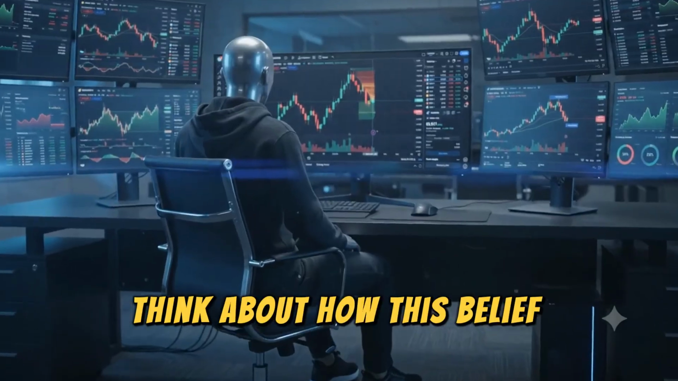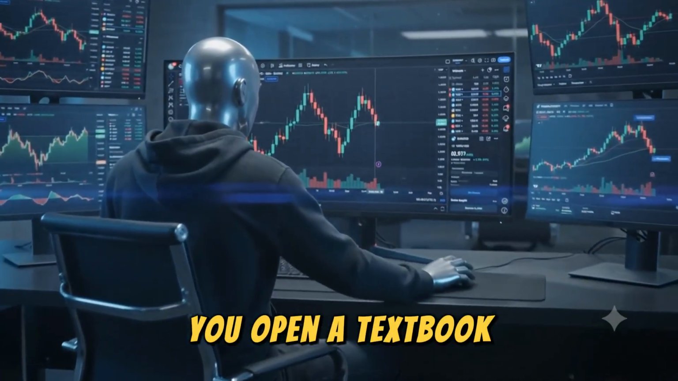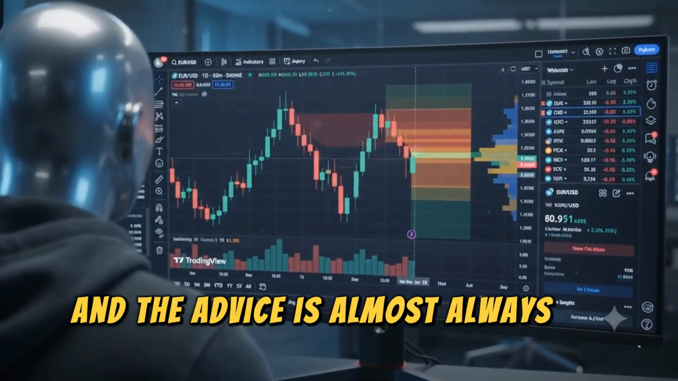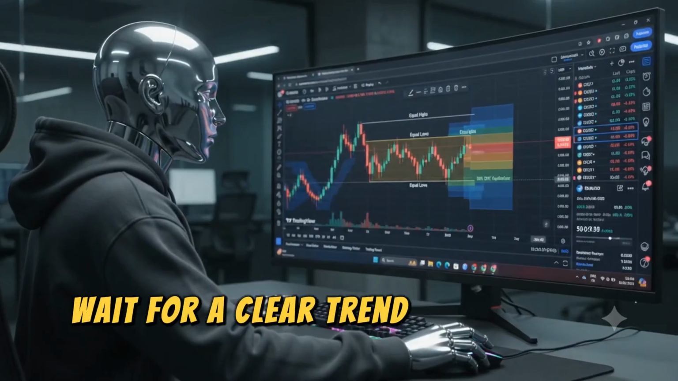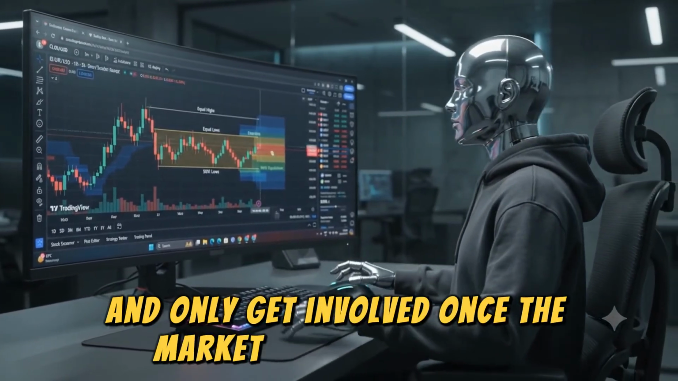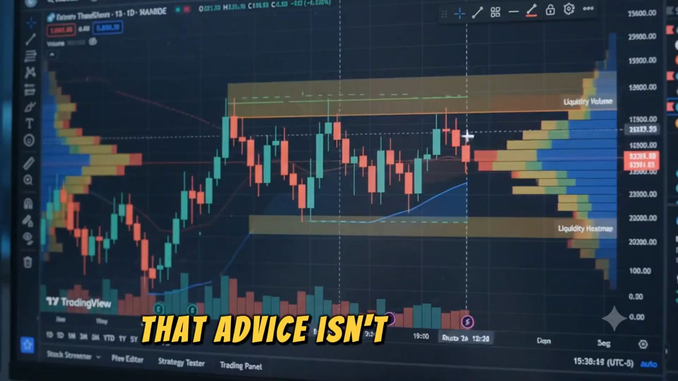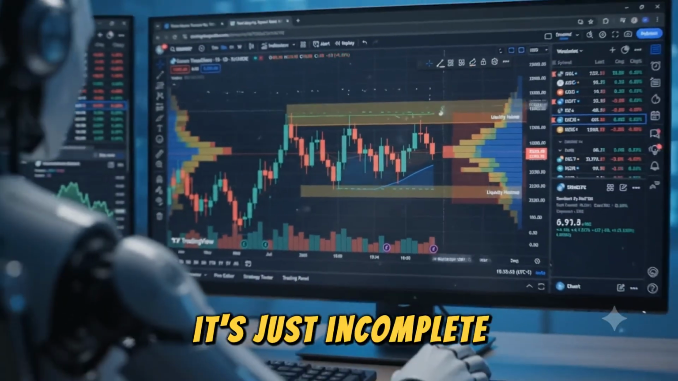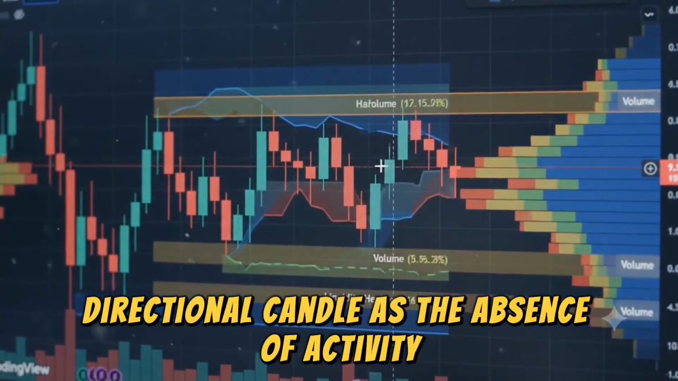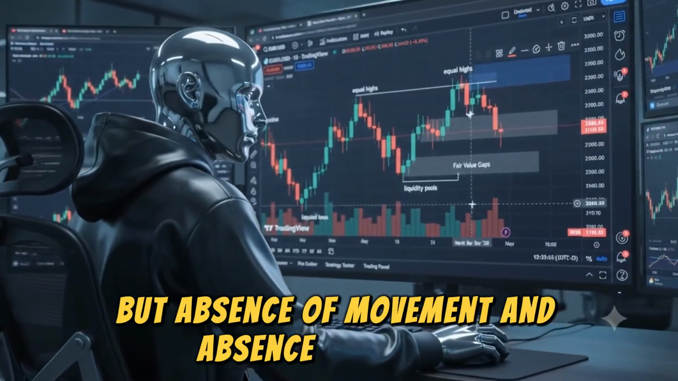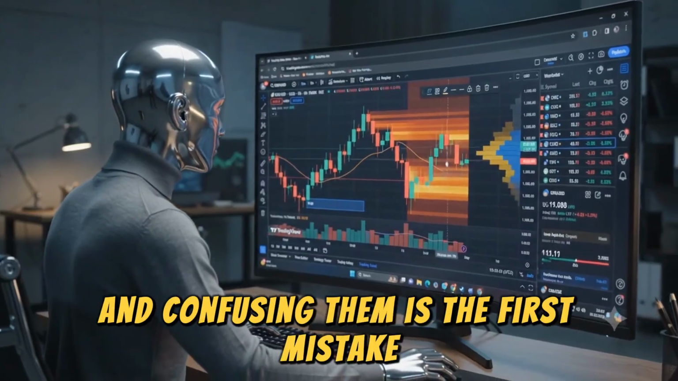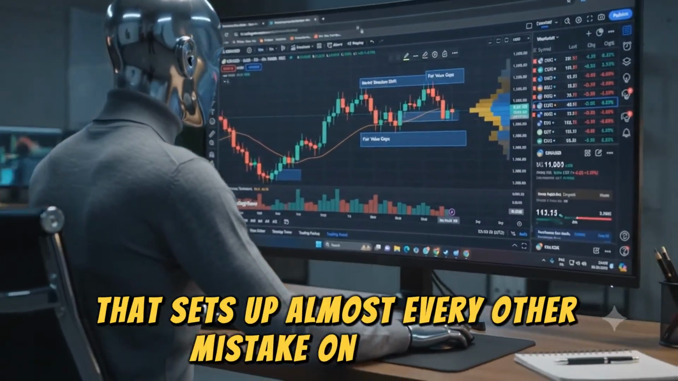Think about how this belief actually gets formed. You open a textbook, or you watch a beginner strategy video, and the advice is almost always the same. Wait for a clear trend, avoid choppy price action, and only get involved once the market picks a direction. That advice isn't malicious, it's just incomplete. It teaches you to treat the absence of a big directional candle as the absence of activity. But absence of movement and absence of activity are two completely different things, and confusing them is the first mistake that sets up almost every other mistake on this list.